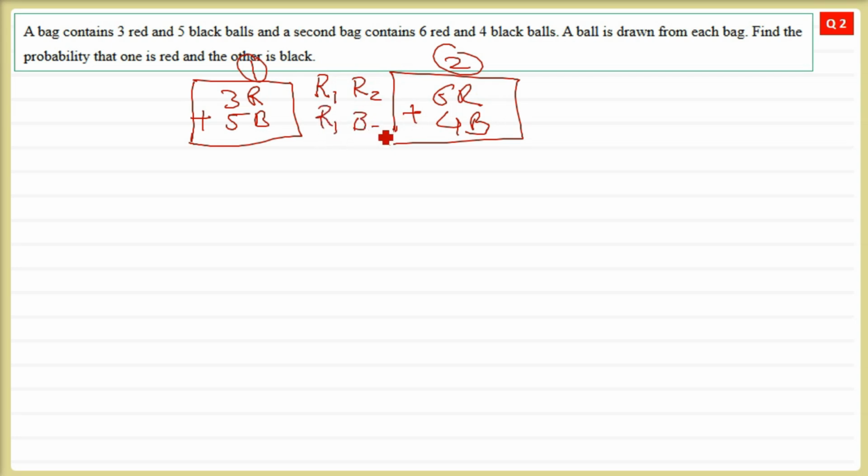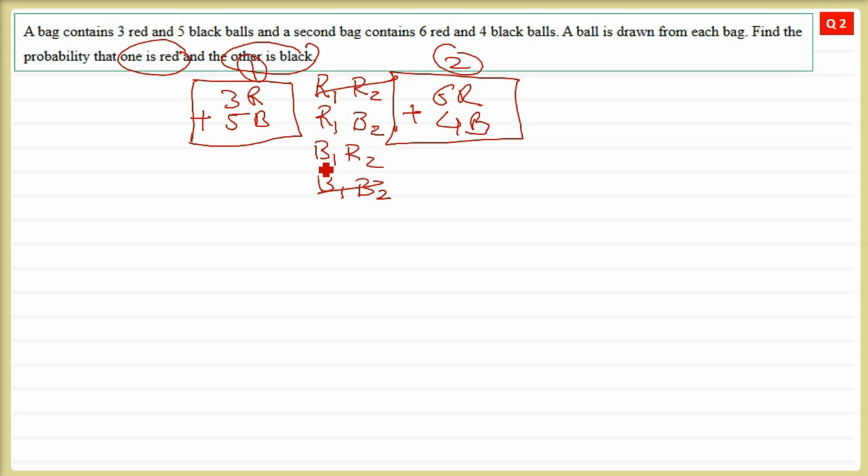First one gives red, second one gives black. First black comes, second one red, and first black and second also black. So these are the four combinations or four possibilities that can come. One is red and other is black. It's not given that first has to be red and the second has to be black. It is given red black or black red.